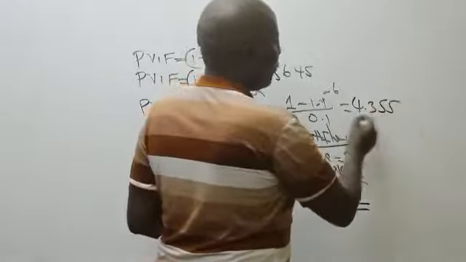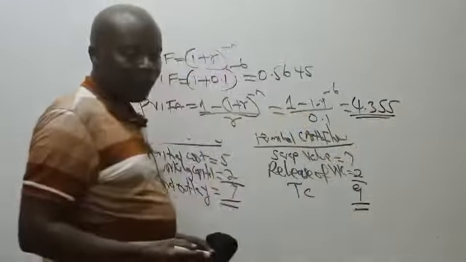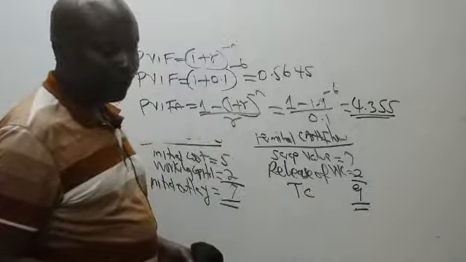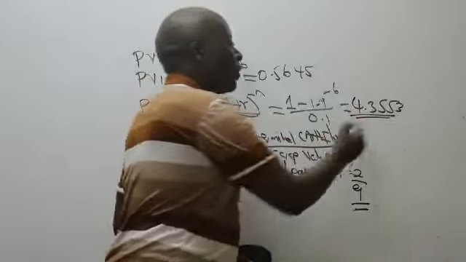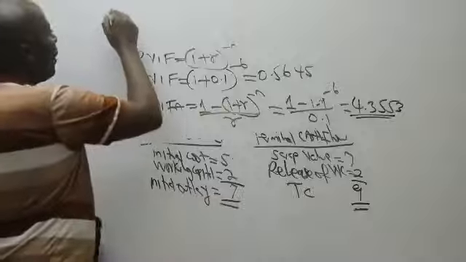4.355. Thank you very much. 4.3553, four decimal places, please. And then I'll be able to talk over NPV.